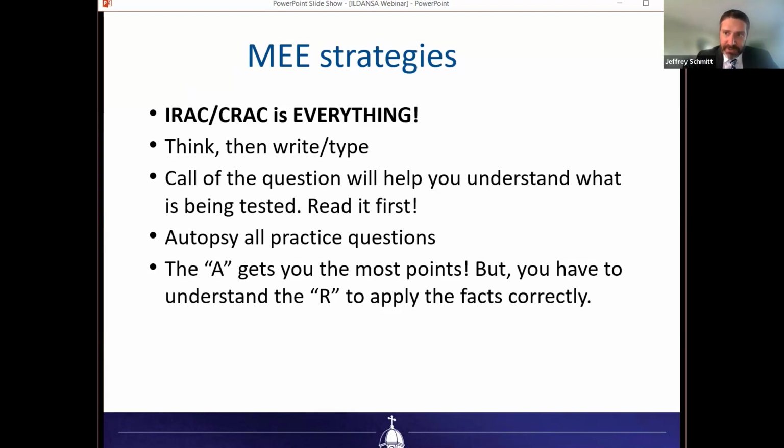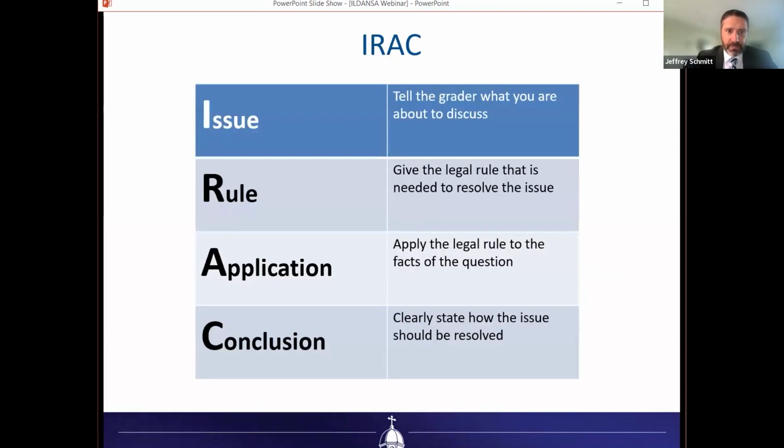And the most important part of this, what's going to get you the most points, is the application of the facts to the rules. So when we're talking about the structure of your writing, this is the structure that we always recommend. Now, the key part that's getting you most of the points is the R and the A, but the I and the C help to make it easier to read and more clear, right? You want to have clear writing on law school exams.